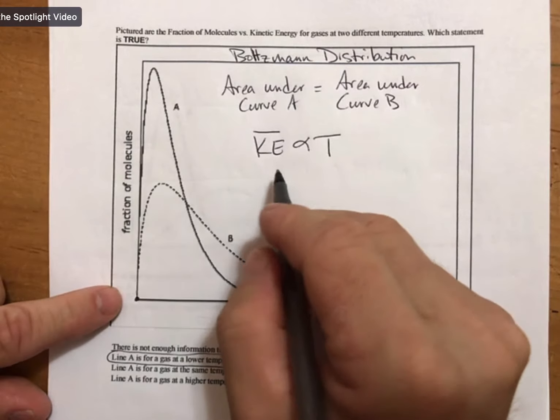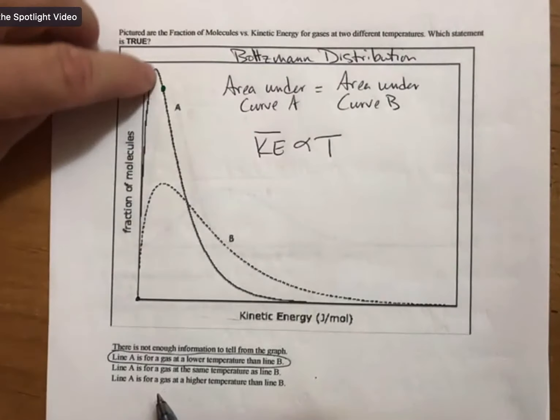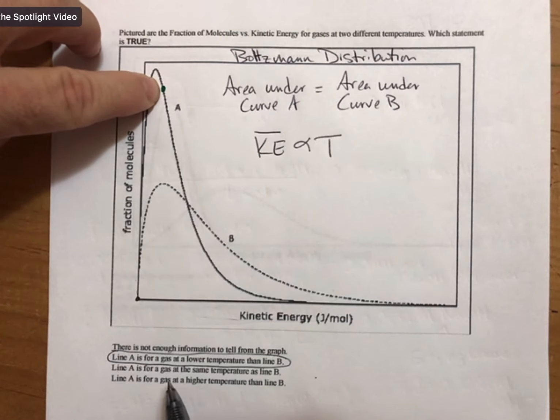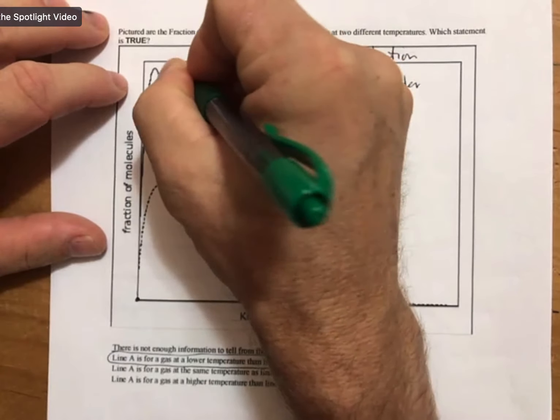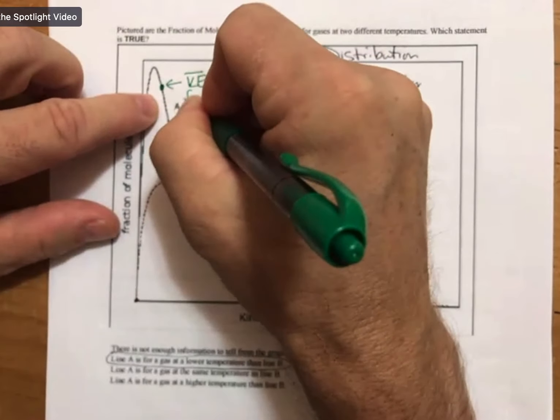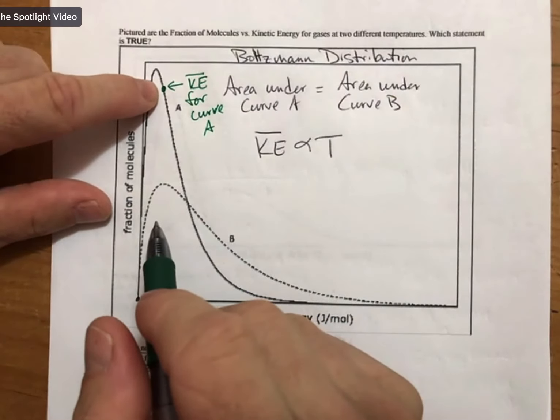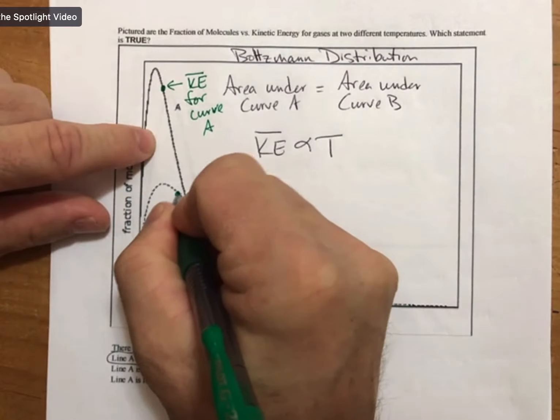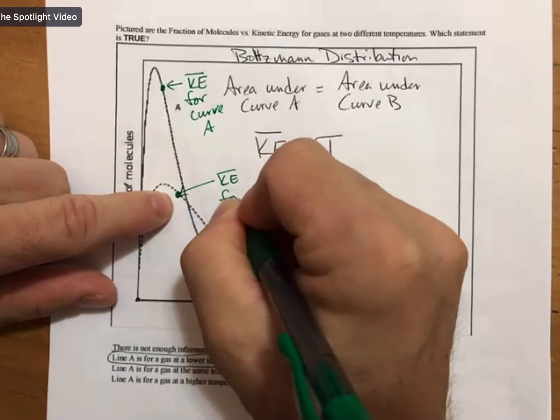And if I were to ask you to draw the average kinetic energy, because there's such a high fraction at the lower kinetic energies, the average is right about there on the curve for curve A. So I'm going to write KE average for curve A. And again, you don't have to draw it precisely. It's somewhere past the big hump, and somewhere here for average kinetic energy for curve B.